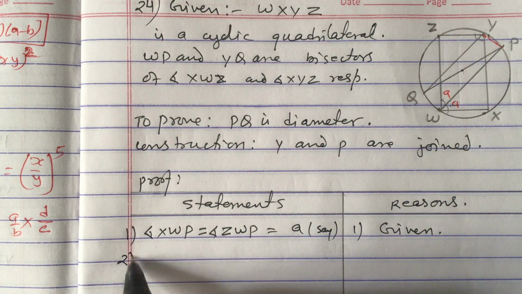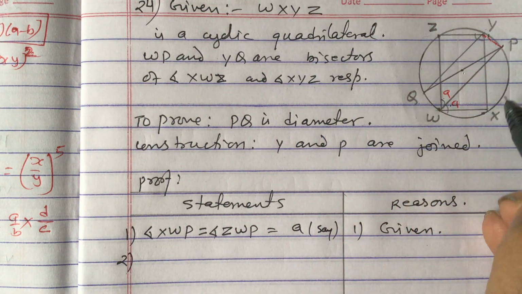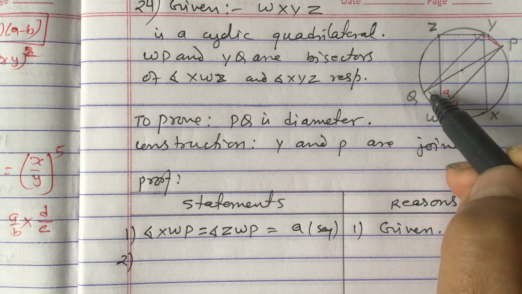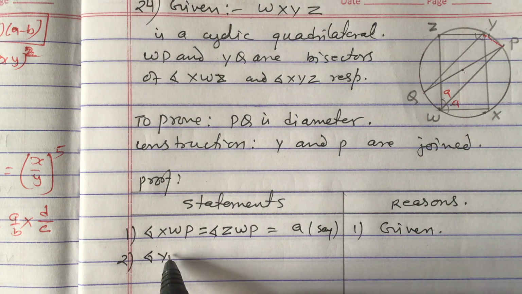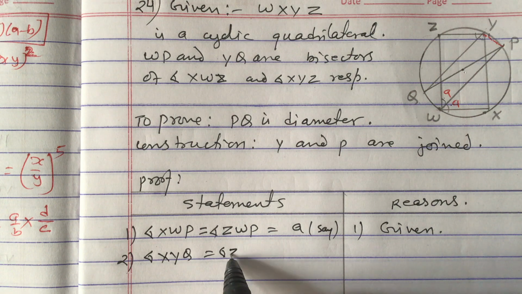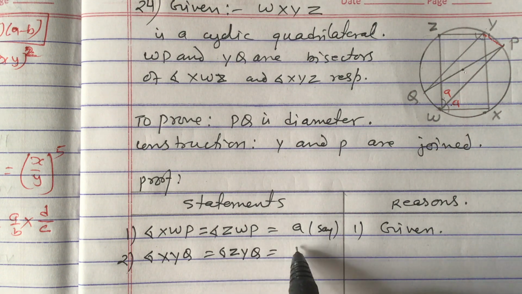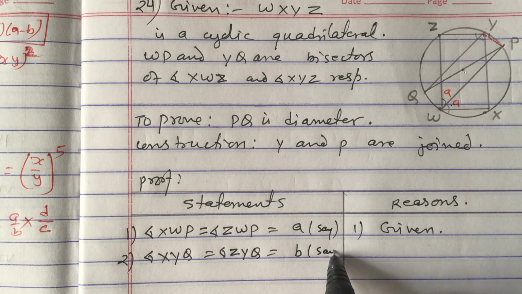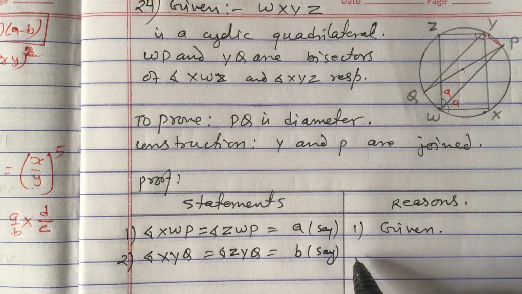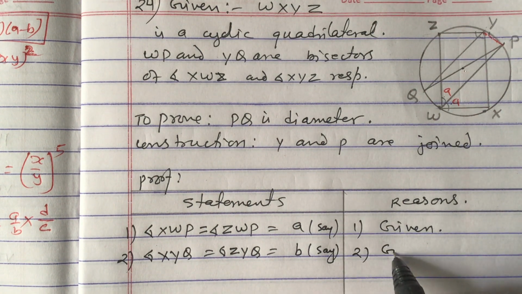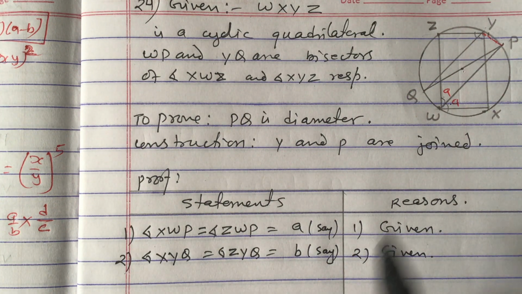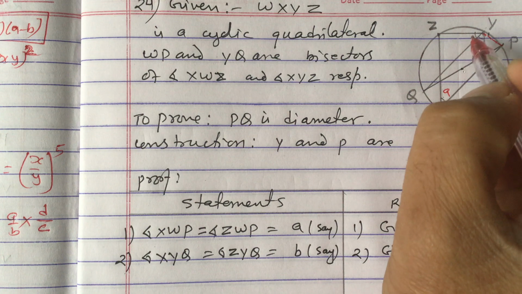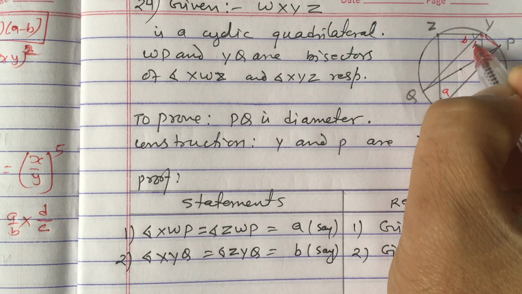So in number 2, now we can write this side also, see, here, XYQ and ZYQ, they are equal. Angle XYQ is equals to angle ZYQ equals to, let us say this is B. It will be easy for us afterwards, okay? So this is also given to us. Both of these two are given. Okay, this angle B, so let us write down here, this is B and this also B.